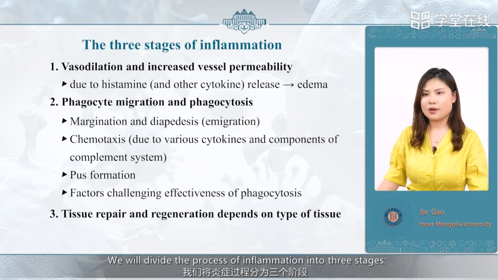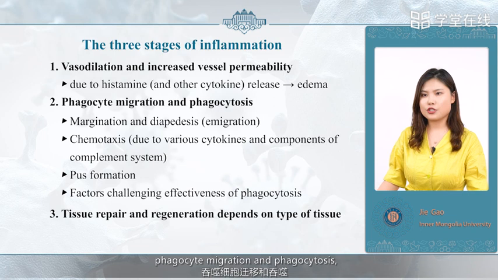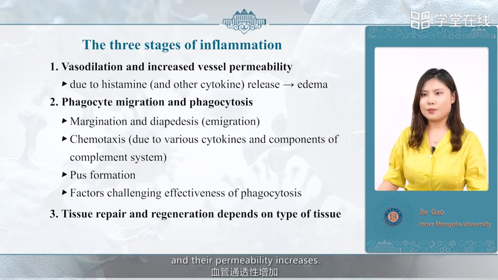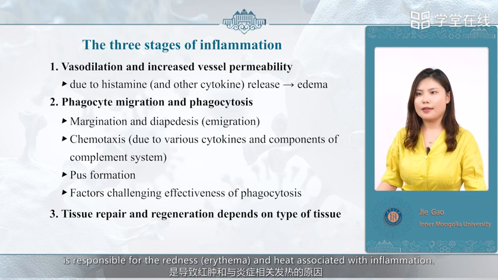We will divide the process of inflammation into 3 stages: vasodilation and increased permeability of blood vessels, phagocyte migration and phagocytosis, and tissue repair. Immediately following tissue damage, blood vessels dilate, increase in diameter in the area of damage, and their permeability increases. Dilation of blood vessels, called vasodilation, is responsible for the redness, edema, and heat associated with inflammation.